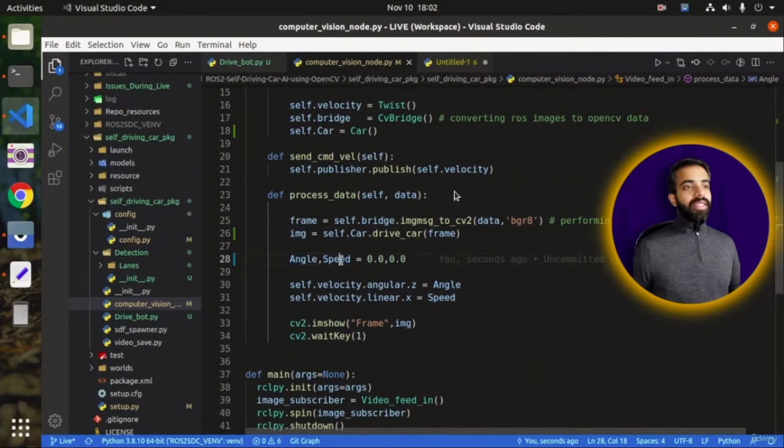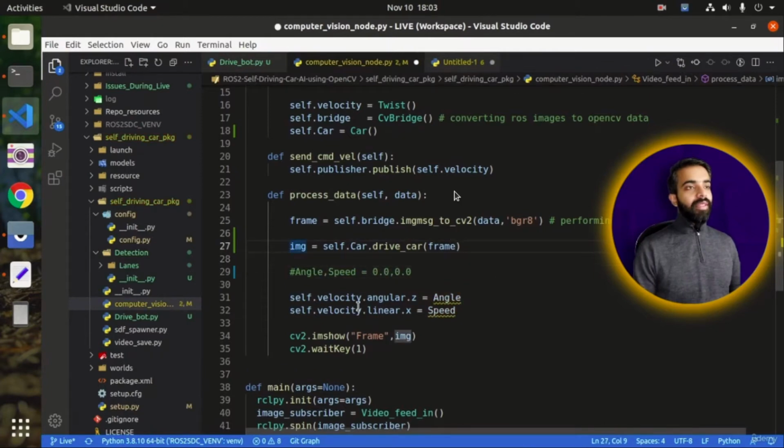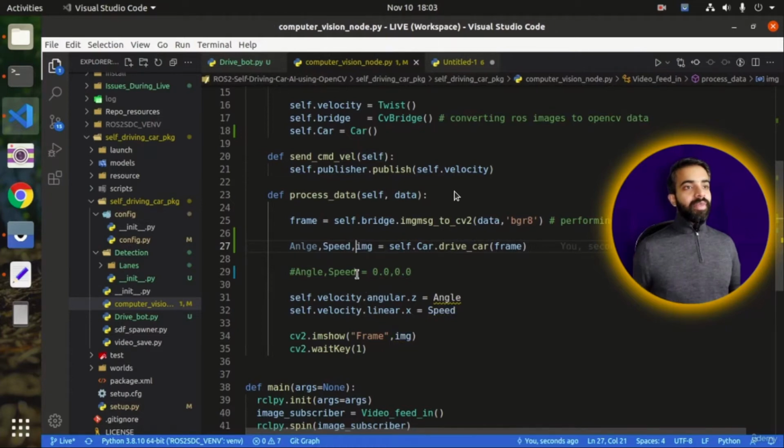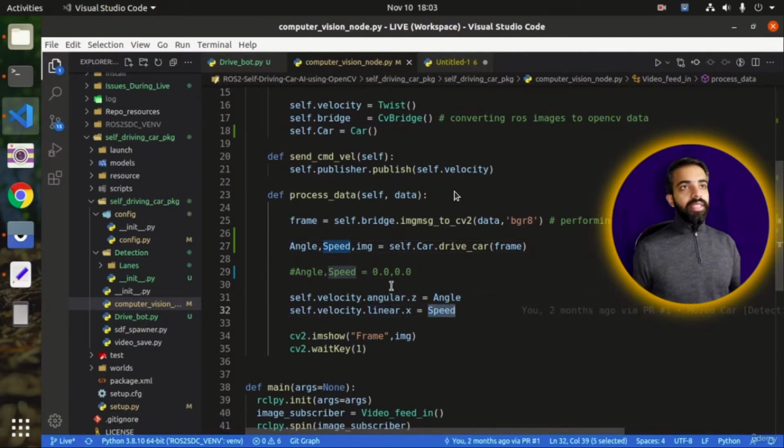Here, instead of initializing angle and speed to 0 and 0, we comment this out, retrieve the angle from the drive car function. Then we retrieve the speed from the drive car function. And then simply update the velocity angular z to angle and linear x to speed. And once you've done that, the control system of our lane assist feature has been completed.